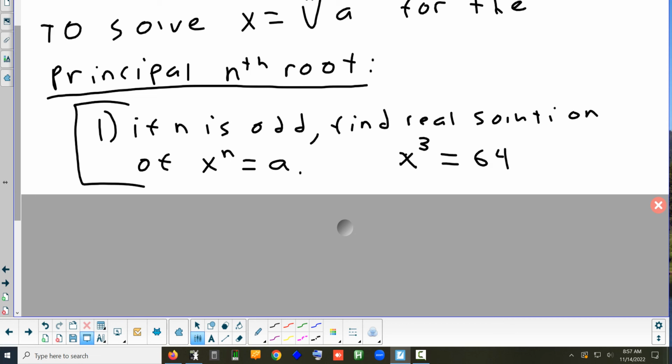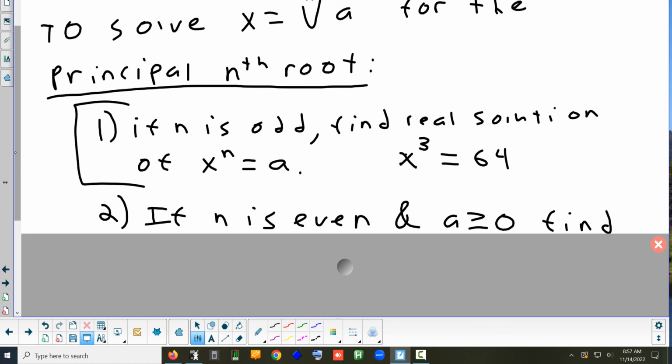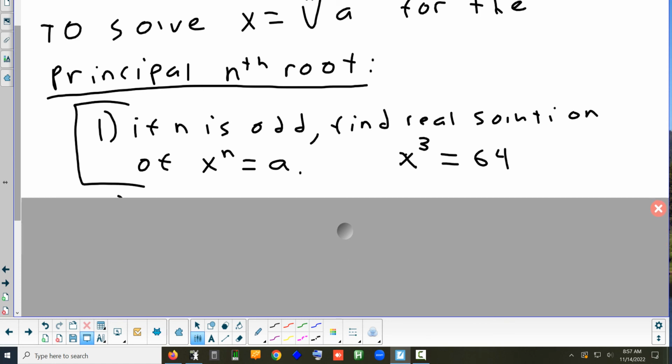So if you don't understand how to find the cube root of 64, this is the equation I would set up. What number times itself 3 times gives you 64? And then to solve that, you've got an exponent of 3. To get rid of an exponent of 3, we take a cube root. So x equals the cube root of 64. So the answer there would be 4. And in this case, 4 is what we call the principal root. You just solve that equation, and the number that you get is the principal root.